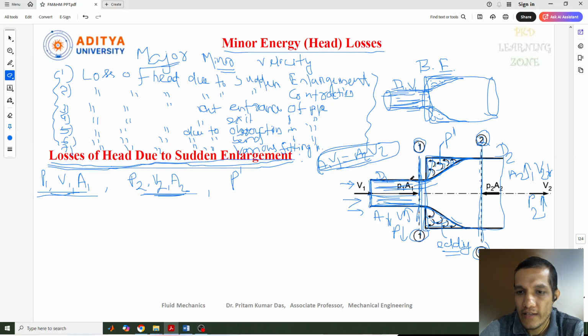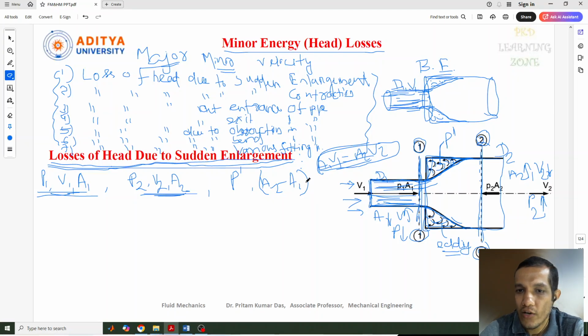Which area? Now this is A1 area, this is A2 area, and this part is not considered. That one we can write as the larger area minus the smaller area. So that was the pending, like the area which is not coming in contact with the liquid flow. So this one we can consider.